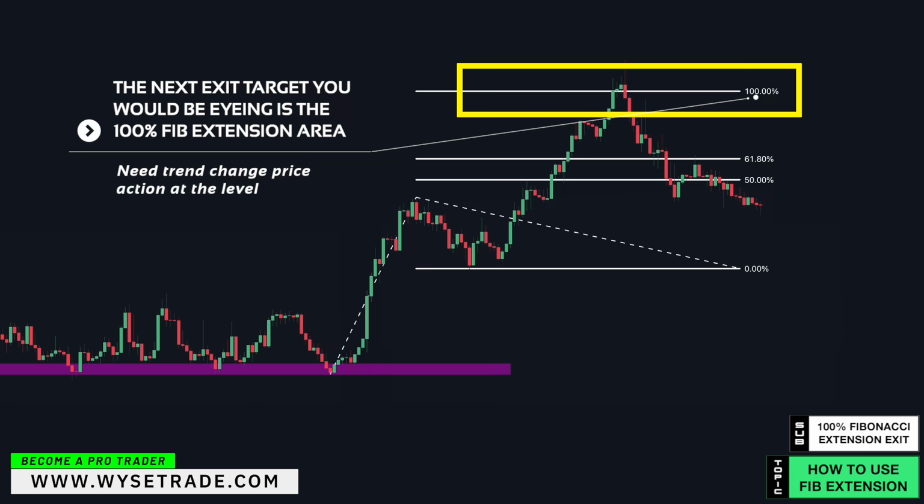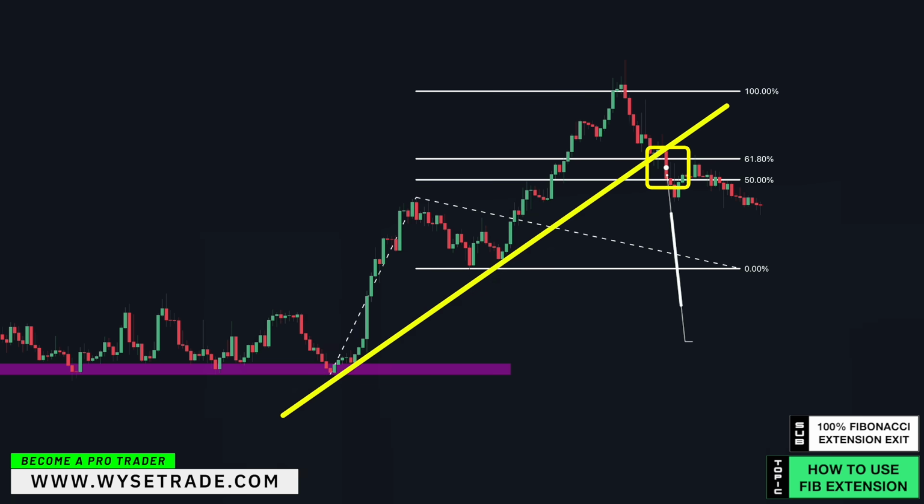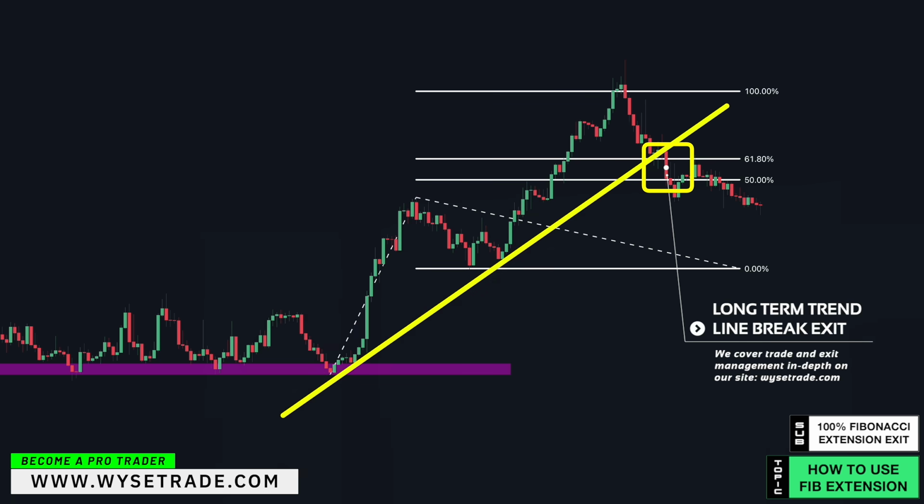Again, you need trend change price action once price reaches the 100% fib level, which you had through two possible exit points. Short-term trend line here, and once you had the break, look to exit and manage your position. Or long-term trend line here, and once you had the break, look to exit and manage your position.